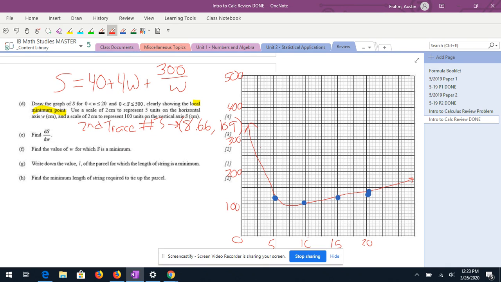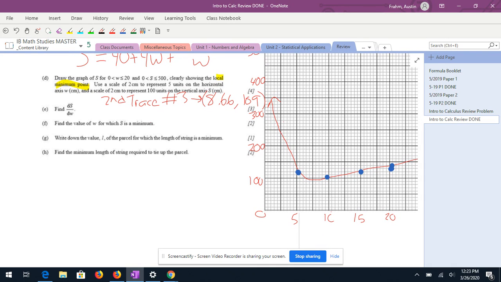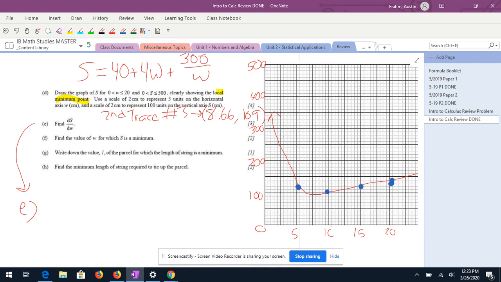Now in part E, they want you to find ds dw, which again is just a fancy way of asking you to find the derivative of s. So if we look at the equation for s, the derivative of 40 is 0. The derivative of 4w is 4. And now before we can take the derivative of 300 over w, we need to rewrite it.